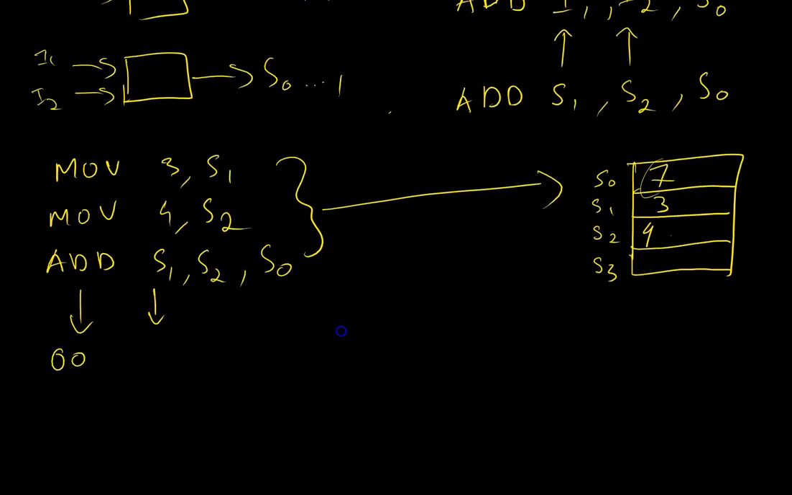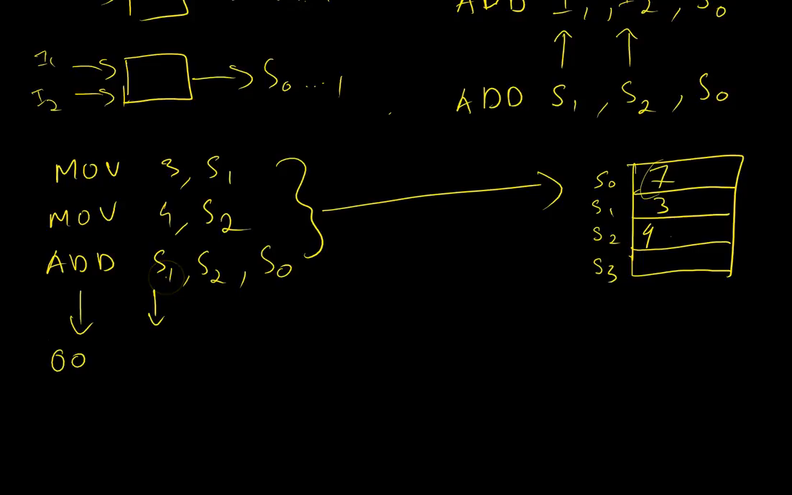So what are we storing here? Sorry, we are adding S1, so that means we represent this with 0, 1, to S2, which means we represent this with 1, 0, and we store that in S0, which means 0, 0.